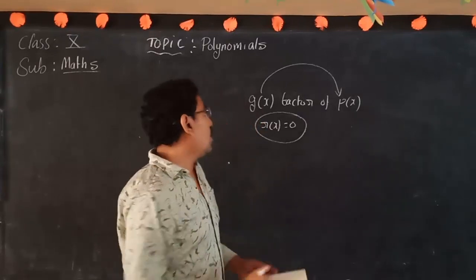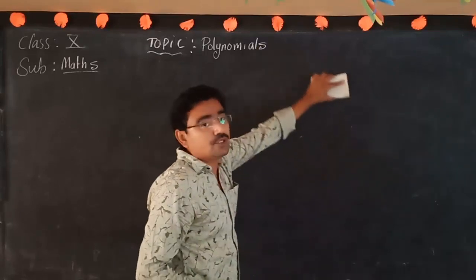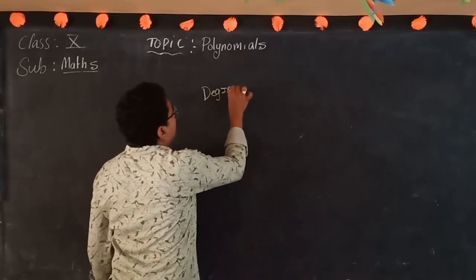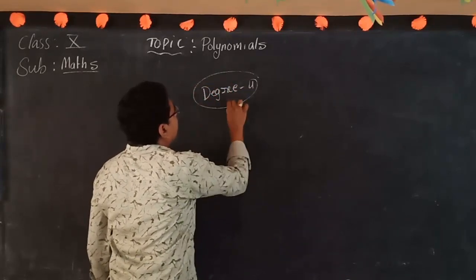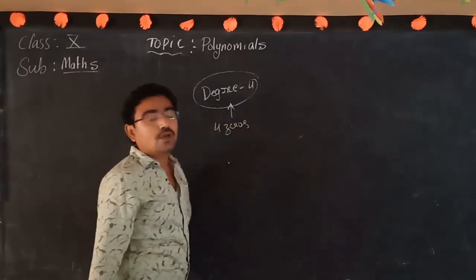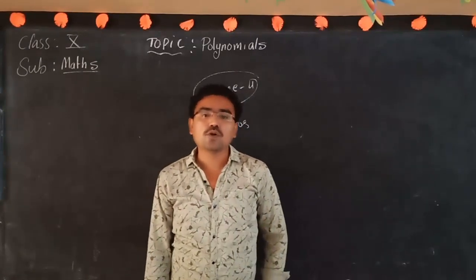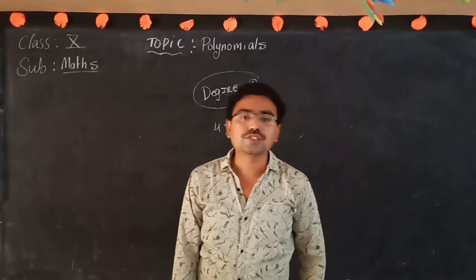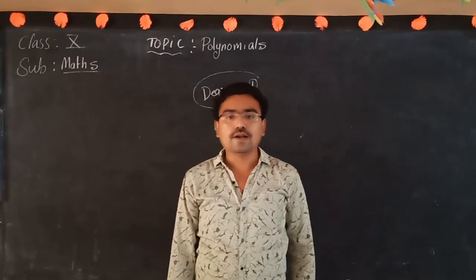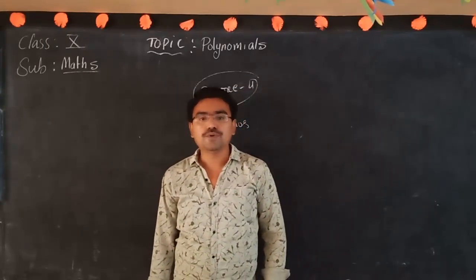Then we already know that according to the degree of a polynomial, the given polynomial has that many zeros. For example, if the polynomial has degree 4, how many zeros does it have? 4 zeros. We already know about this. Polynomials are classified by degree as constant, linear, quadratic, cubic and biquadratic polynomials. These are the types of polynomials according to degree.